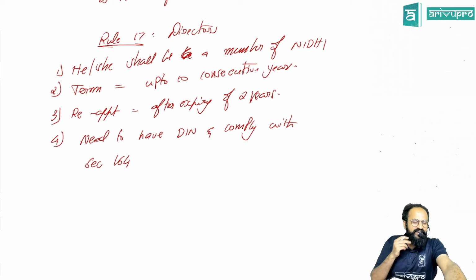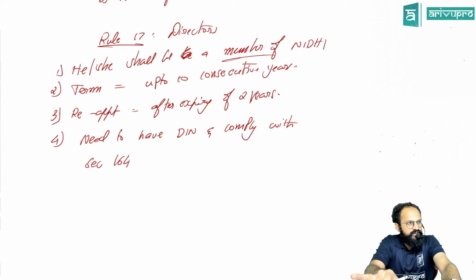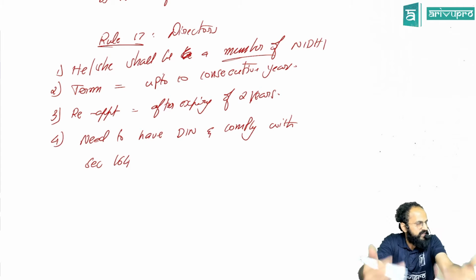Okay. Rule 17 says, people, with regards to directors, who and all can be directors of a NIDHI company? The first criterion is you need to also be a member. Only a member can be a director of NIDHI. See, this is a little peculiar rule. This condition is not there in any other type of company, even in a Section 8 company. To be a director, you need not be a shareholder. NIDHI says to be a director, you need to be a member also. So if you actually try to see, everyone is them only. There is no outsider at all. Even a director himself is not an outsider. Get the point, huh?